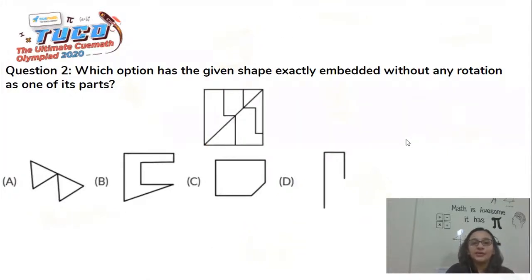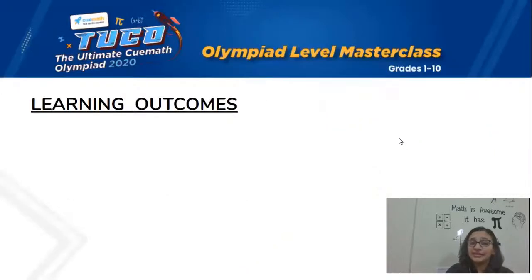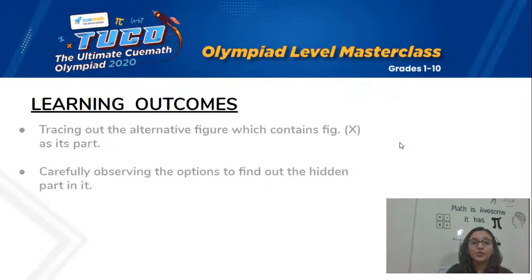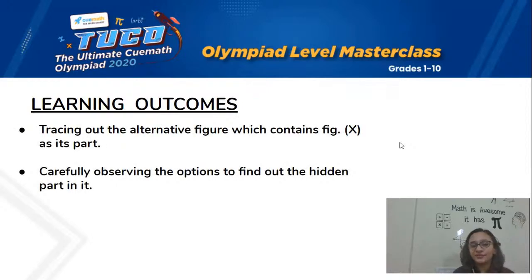With this, we move to the next part, which is the learning outcomes for today's masterclass. What we learned is tracing out the alternative figure which contains figure X as its part. We already saw a lot of problems where we did the tracing. Tracing is what we did in almost all the questions to understand which part is embedded in which figure, and then carefully observing the options to find out the hidden part in it. It's like going the other way around. Either the part is given and you have to spot which figure it is present in, or the figure is given and from the parts given you have to pick which part is an embedded figure.